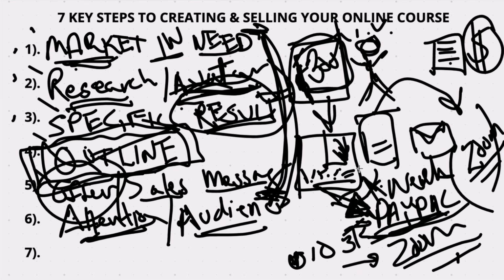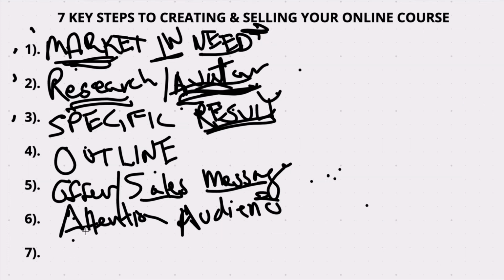So do you need all this crazy infrastructure? Not at the beginning, you do not, right? What you need is the concept, the market, the outline, the offer. You need to understand how to explain it, and you need to be able to get the attention of the right audience.